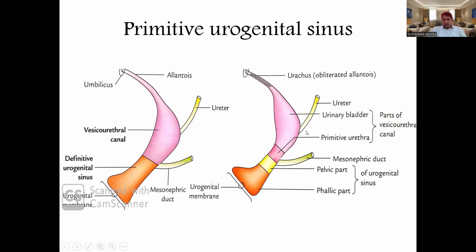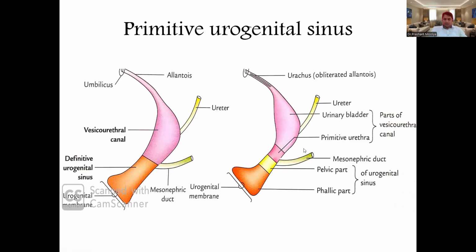So in this next photograph, you can see that the vesicourethral canal, this definitive urogenital sinus, is further divided into the pelvic part and the phallic part. Pelvic part in the sense is inside the pelvis. The phallic part is inside the shaft of the phallus, contributing to the shaft. So this is the phallic part, which is broader. This is about the definitive urogenital sinus. So let us see how the urinary bladder forms.